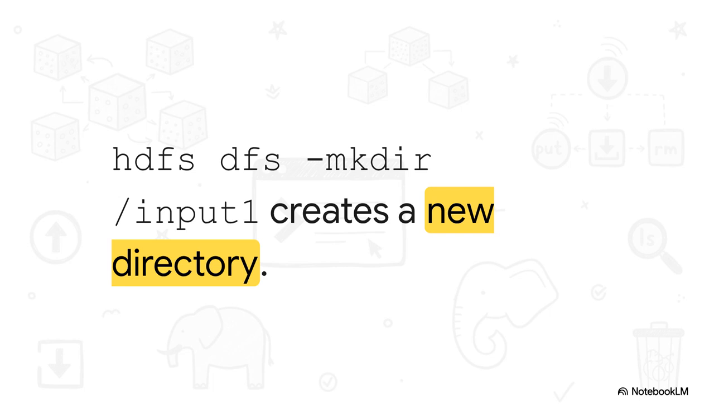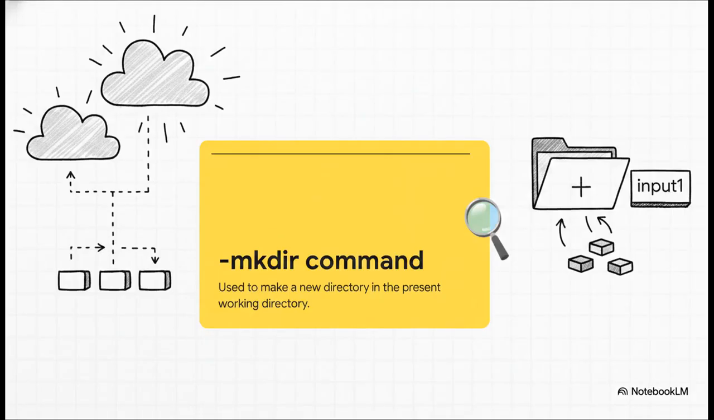Notice we still have that foundational hdfs dfs prefix, but now we're using -mkdir and we're targeting a brand new folder named input1. The mkdir command is used to make a new directory in the present working directory. When you run this, we successfully establish a totally new directory right there in the distributed environment. The cluster does all the heavy lifting, coordinating this across its nodes to ensure this new organizational space, input1, is ready and waiting for our data.